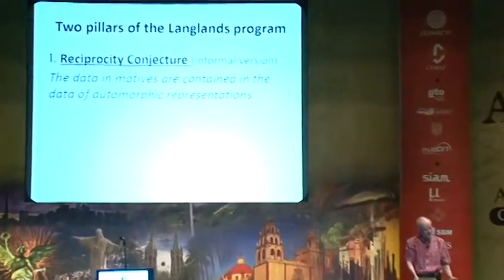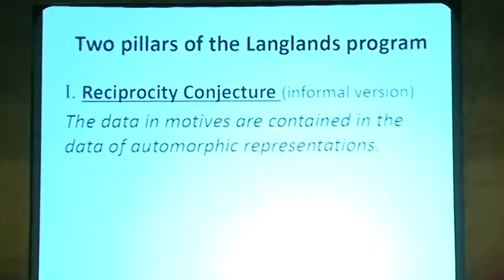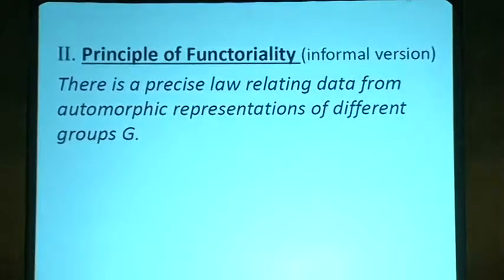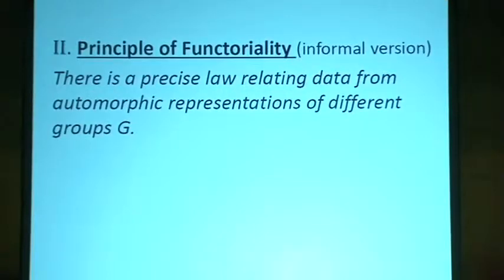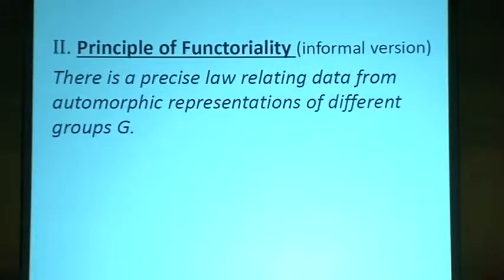All right, so that says you have to look at automorphic representations if you want to find a classification of these arithmetic objects. The second is known as the principle of functoriality. Again, due to Langlands, it's called a principle, but it's a very big and difficult conjecture, closely related, as it happens, to the reciprocity conjecture. Very far from known, just as difficult, but it says there is a precise law, which I will actually describe in a moment.